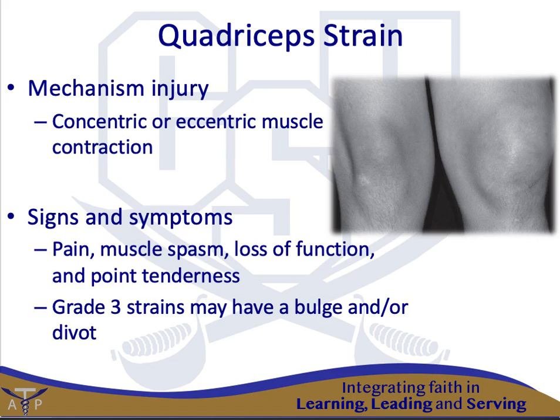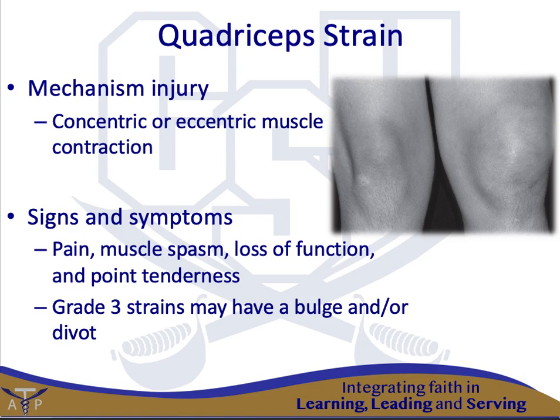A quadriceps strain usually occurs to the rectus femoris muscle, and this occurs when the athlete concentrically or eccentrically contracts the muscles during acceleration or deceleration movements. And what we see when this happens is that they have a lot of pain. They may have a muscle spasm, loss of function, and point tenderness in the area.